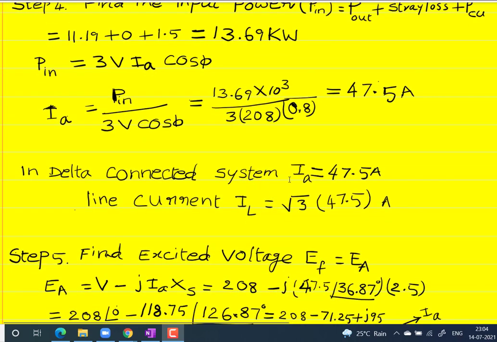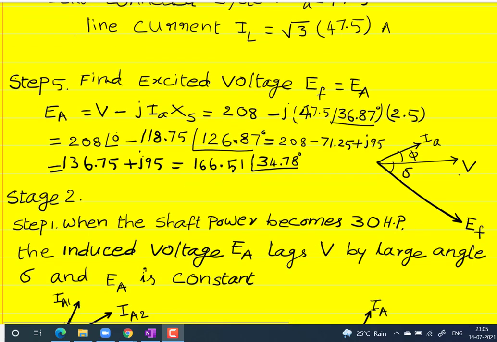In a delta connected system, the phase current is represented as IA, that is 47.5, whereas the line current is root 3 times the phase current, that is root 3 into 47.5 amperes.